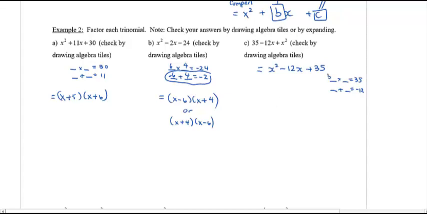I hope you said 5 times 7, but really it's not 5 times 7, but -5 times -7. So the factors are x minus 5, x minus 7. Done. Okay.